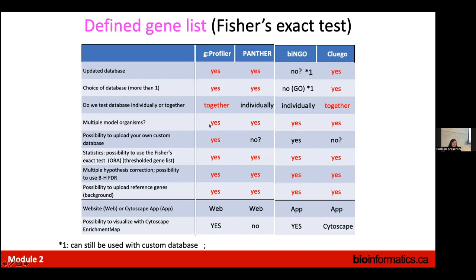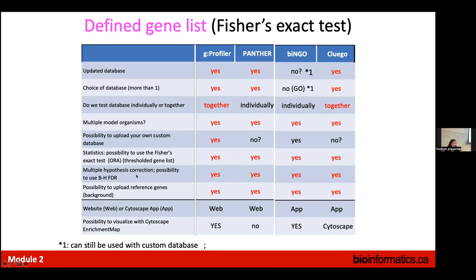It covers multiple organisms, yes. Possibility to upload your own custom database, yes. That's very useful. Let's say you have your project and your own gene list, but you want to compare with another paper. They did gene expression and got a gene list signature, and you want to see whether your data also enriches for this signature. You can build a small GMT file for this signature, upload it into GProfiler, and test the pathway enrichment for only this pathway of interest. That's very useful as well.